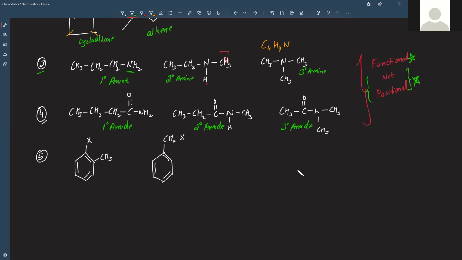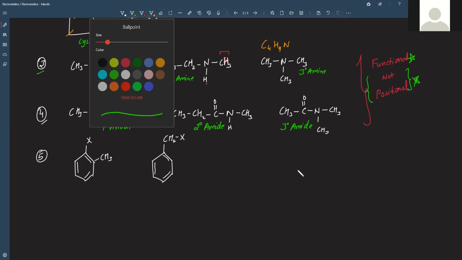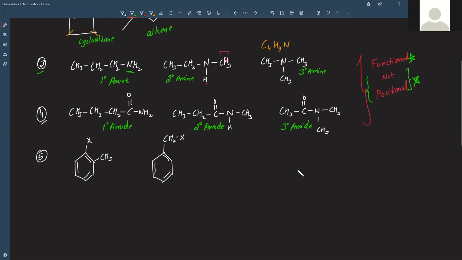This is similar to the first one, but the first one was with OH group. This one is with halide group or halogen group. So the first one is actually aryl halide. As you can see, the halide group is directly attached to the benzene ring, and in the second one the halide group is attached to an alkyl group. So that is actually alkyl halide.